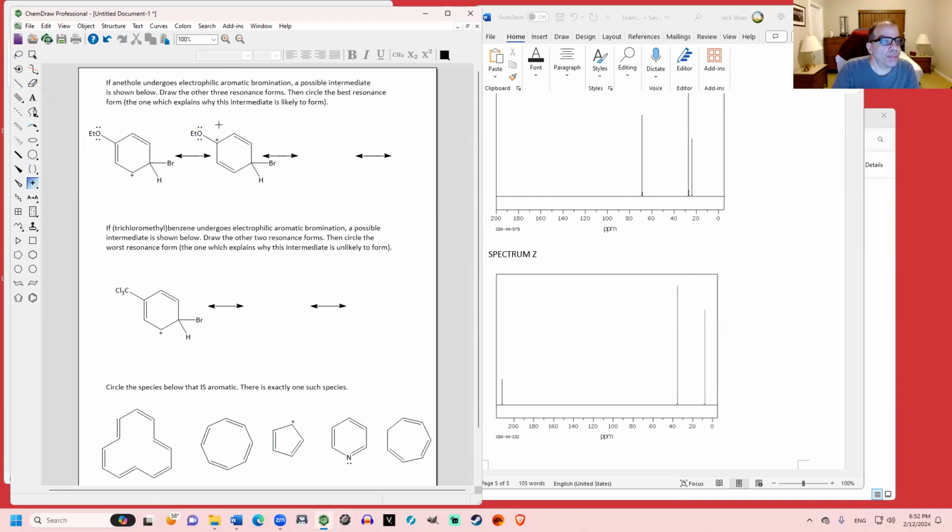One other resonance form puts the plus charge over here. And then another resonance form shares the plus charge on the oxygen, which is able to donate electron density by resonance. So you get something that looks like that. And then the last resonance form puts the plus charge on the other side of the bromine.